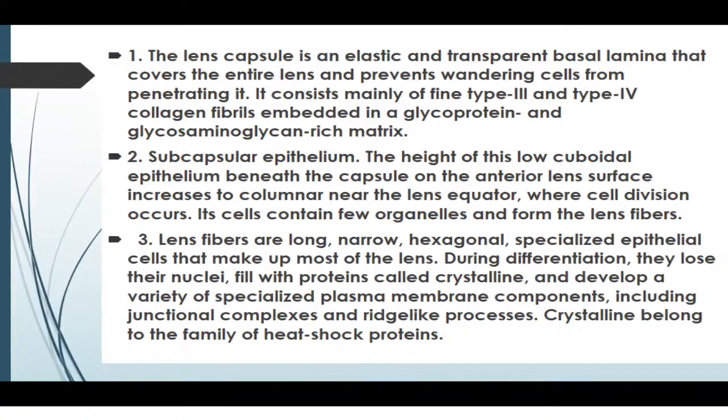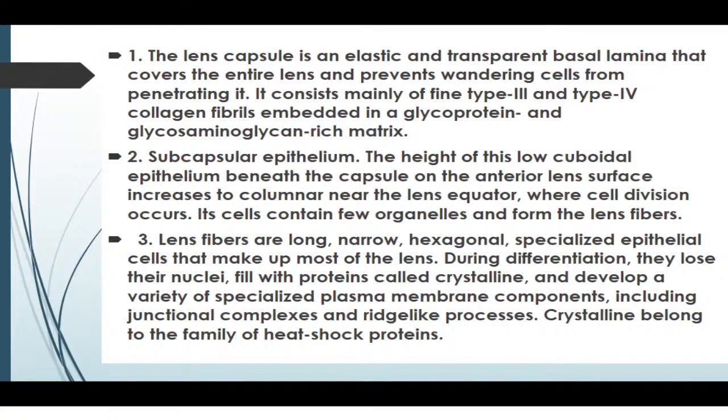The lens capsule is an elastic and transparent basal lamina that covers the entire lens and prevents wandering cells from penetrating it. It consists mainly of type 1 and type 3 collagen and type 4 collagen fibrils embedded in a glycoprotein and glycosaminoglycan-rich matrix.